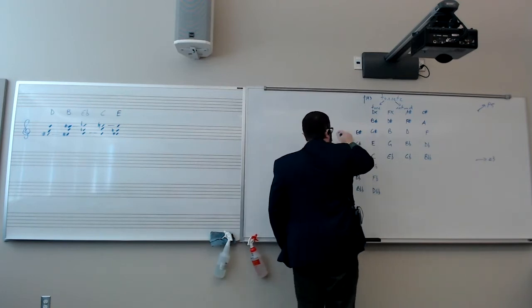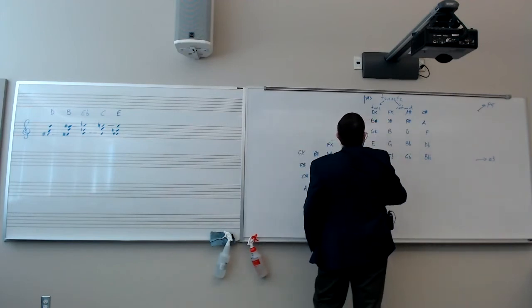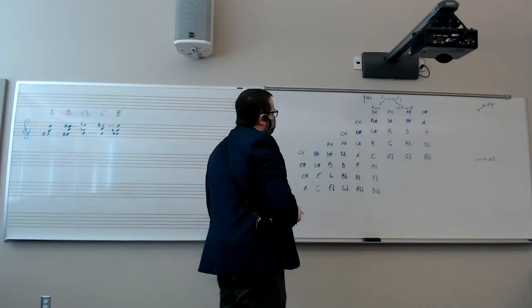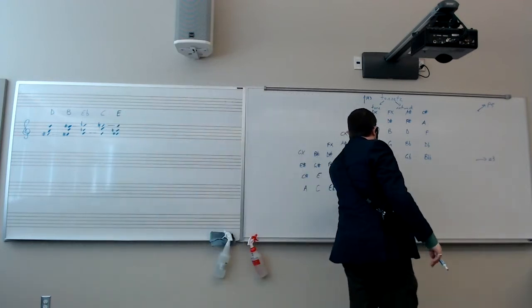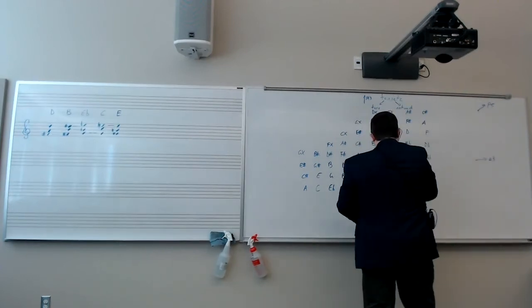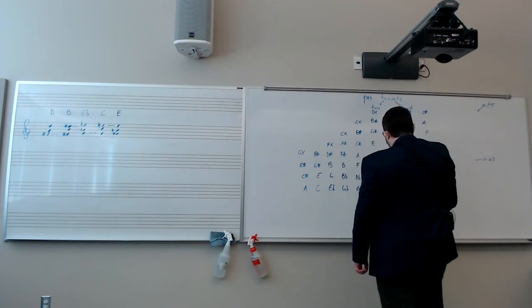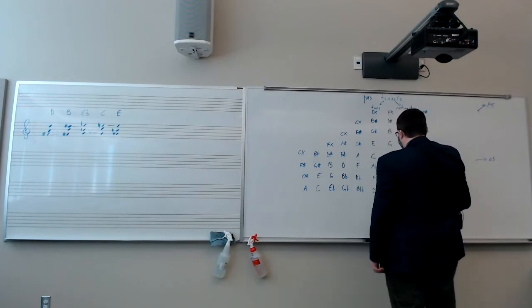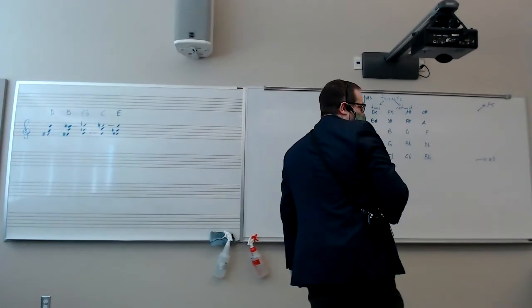C double sharp, we'll stop on this row. G double sharp, D double sharp. There's got to be at least one triple or double flat. F flat would take us to C flat, then G flat. D double flat would take us to, this is such a pain, this one. This is going to be our double flat one.